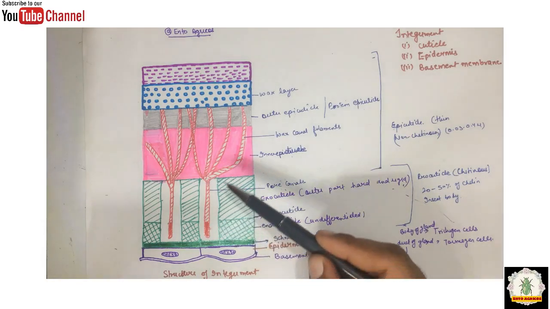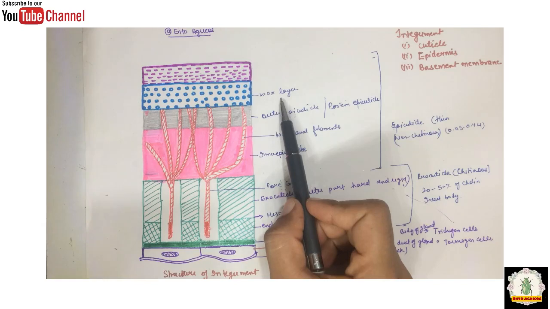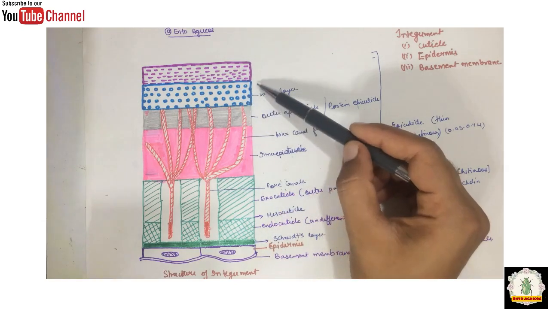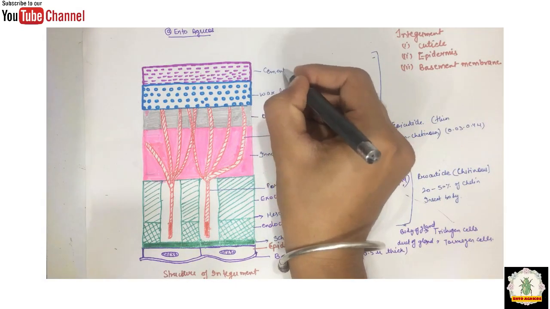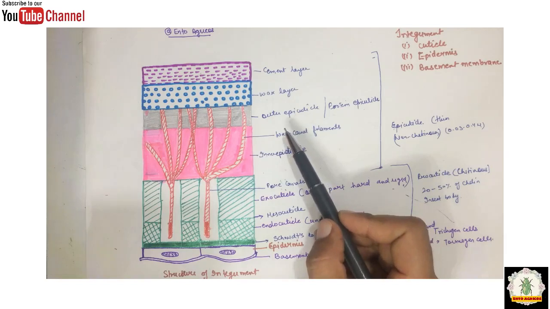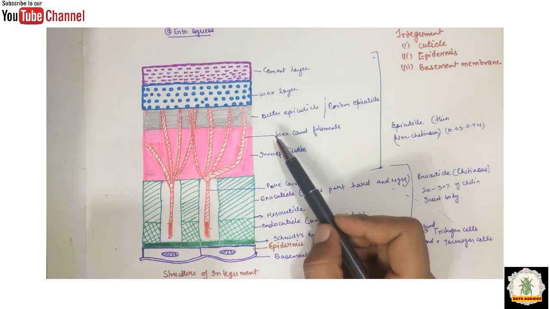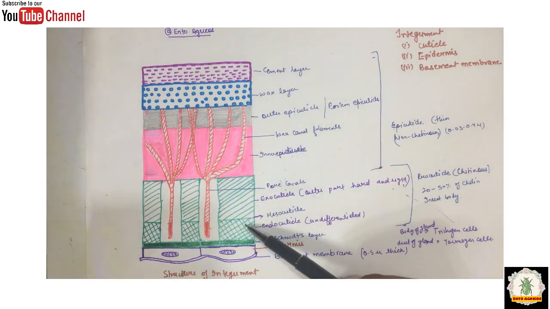The main function of the wax layer is to impart water conserving properties. Above this wax layer, there is the cement layer. This is formed just before ecdysis or immediately after, laid over the outermost component of the epicuticle. So this was the structure of the integument.